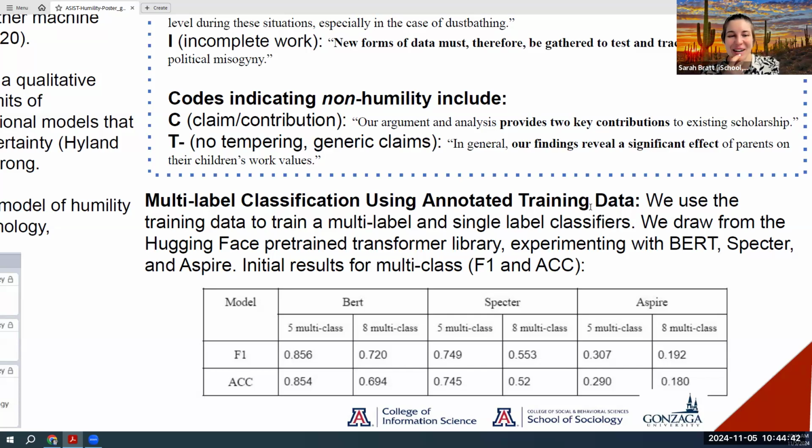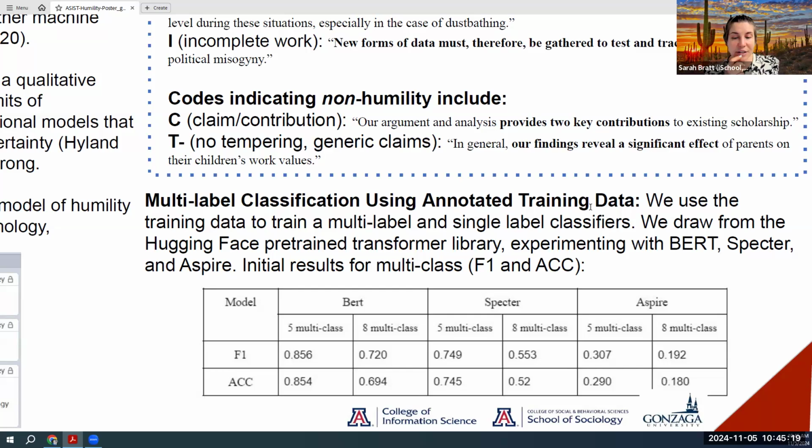I'll stop there. Okay. So we use the training data to train a multi-label and a single label classifier. We're still trying to figure out which is going to be the stronger predictive model. And then we draw from Hugging Face pre-trained transformer libraries. We've experimented with BERT, SPECTER, and ASPIRE. We also looked at SciBERT and some others that are specifically trained on scientific text, but we found that they didn't perform as well as some of these more general purpose classifiers.